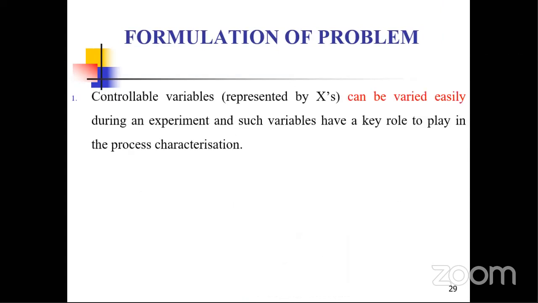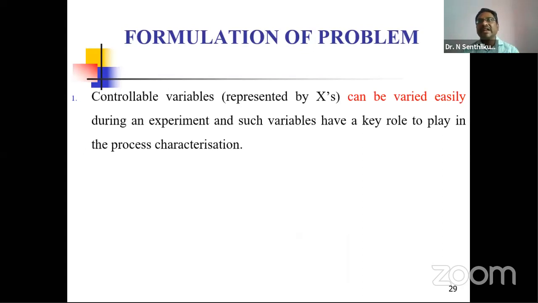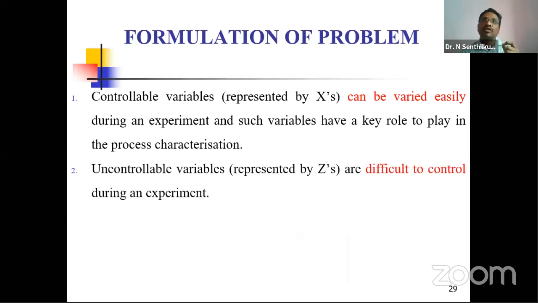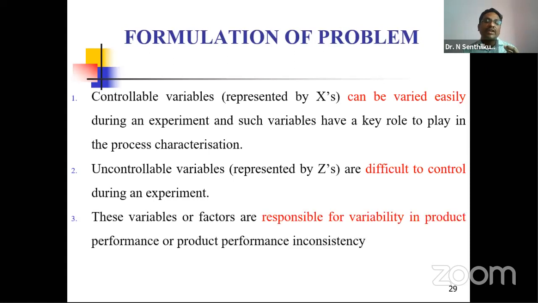Controllable variables can be easily varied, whereas the uncontrollable variables are difficult to control, such as vibrations. These variables are responsible for variability in the product performance. Vibration of a machine will have an adverse effect on tool wear and on surface roughness. If the machine starts to vibrate, then the finish on the workpiece will be rough. So this noise factor, the uncontrollable factor, has an adverse effect on the output.